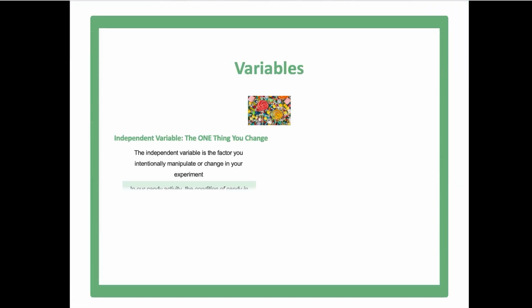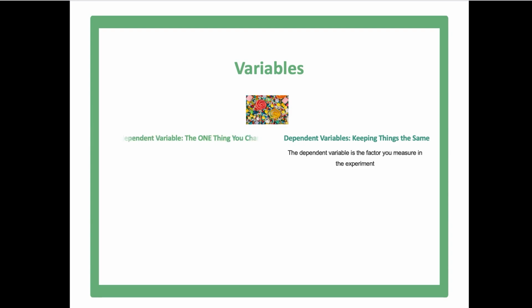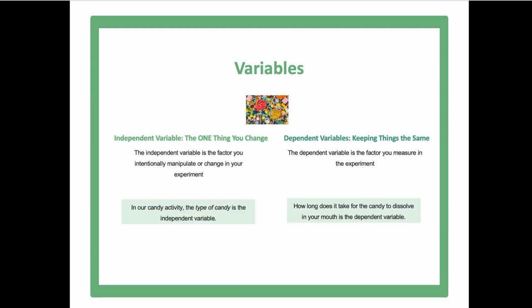So in our candy experiment, the independent variable is the type of candy. You could use a variety of candies like hard candy, a chewy candy, or chocolate candy, or just one type of candy like we describe in the book. And the dependent variable is how long it takes for that candy to dissolve in your mouth.